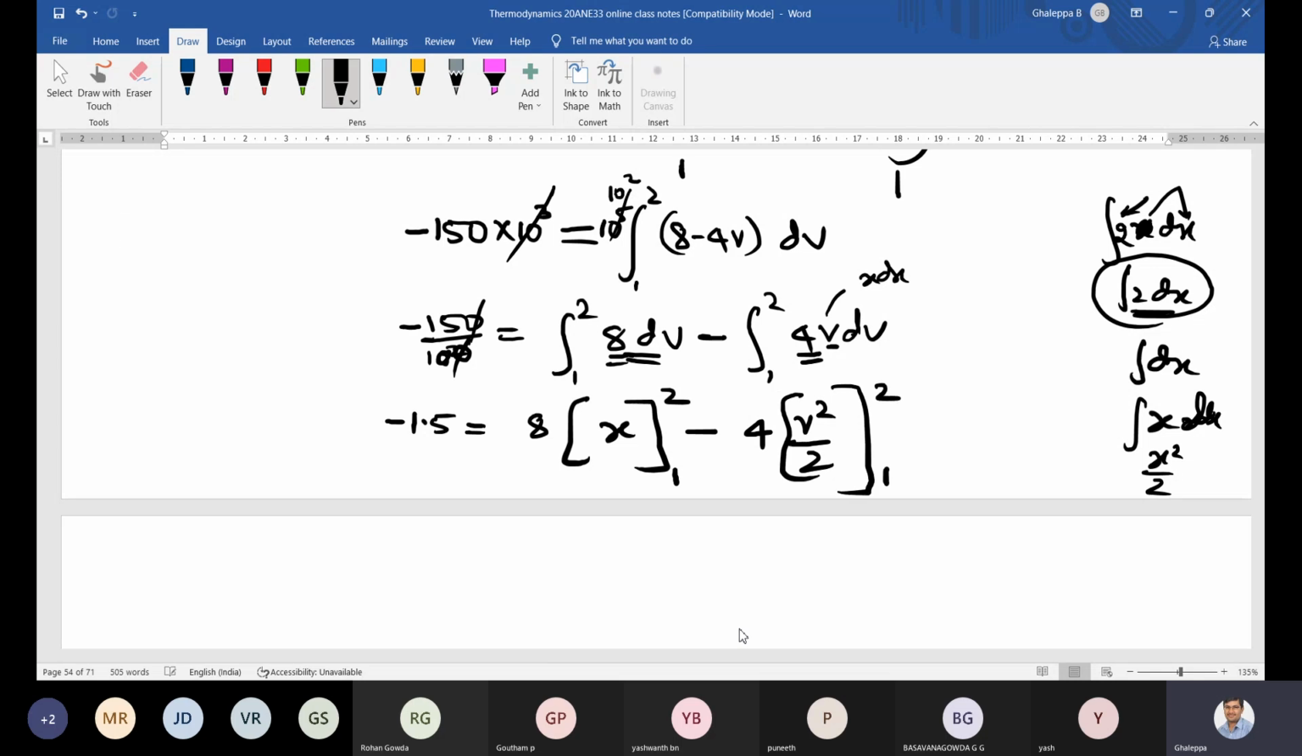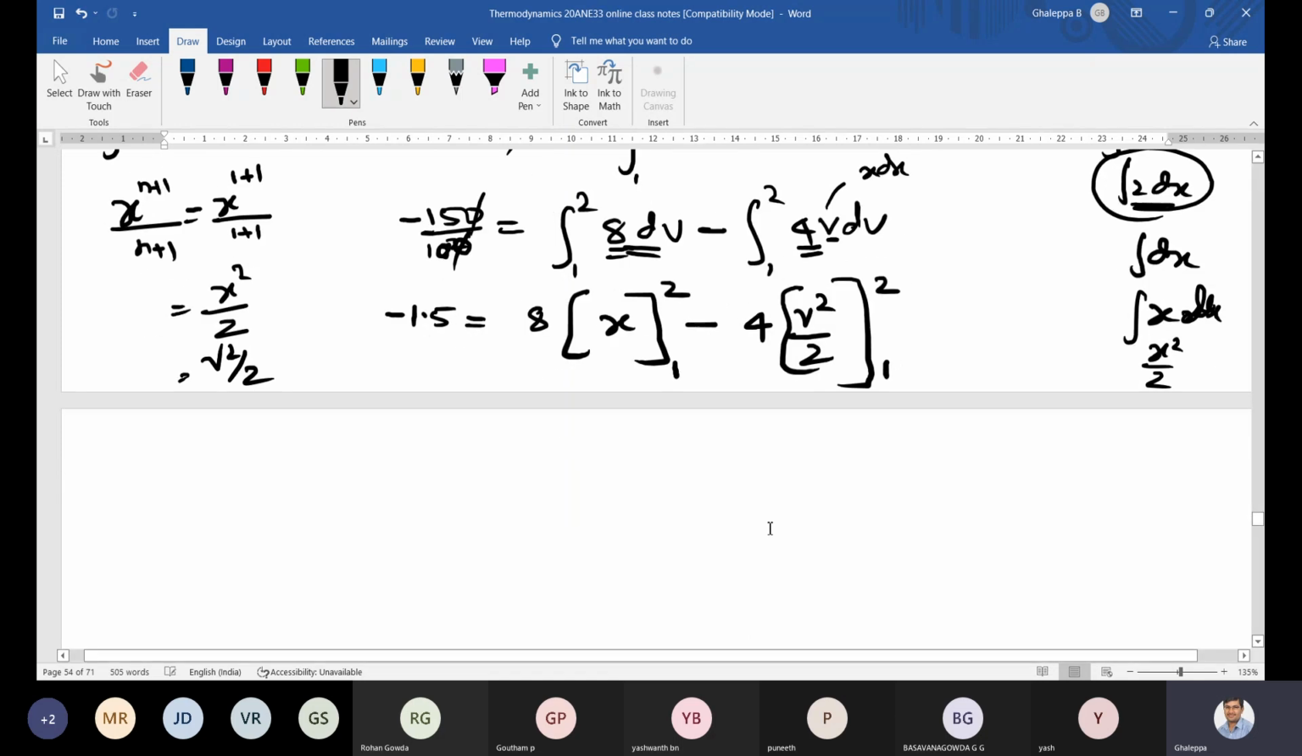Okay, I will write the formula here. Integration of x dx is x to the power of n plus 1 divided by n plus 1. Here the power is 1, so x to the power of 1 plus 1, again n is 1 plus 1. So x square divided by 2. Here it is V, so V square by 2. That I have written here. Okay, now substitute the limits, minus 1.5.